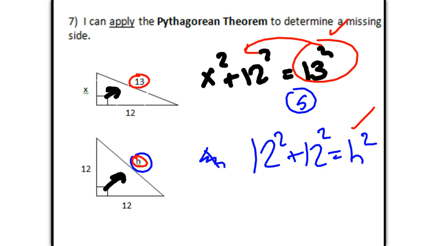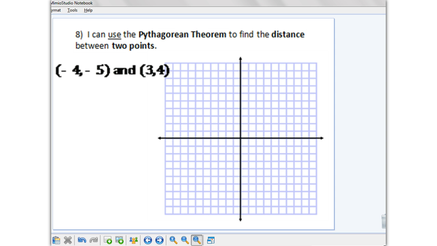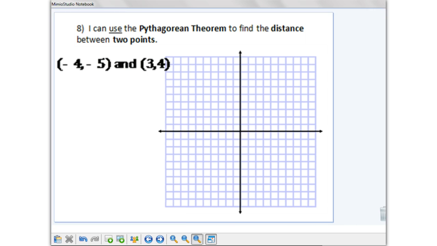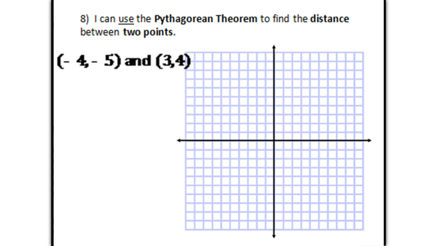Okay, next up here. On the coordinate plane, to find the distance, this is target number 8. You just have to make sure you plot your points. So negative 1, 2, 3, 4, negative 1, 2, 3, 4, 5 would be right there. And 3, 4 would be right here. So to find the distance, we can use the Pythagorean theorem. You can go up and over, or you could have gone over and up too if you wanted to.